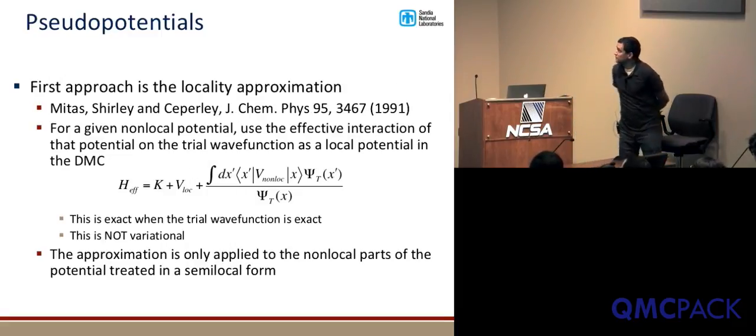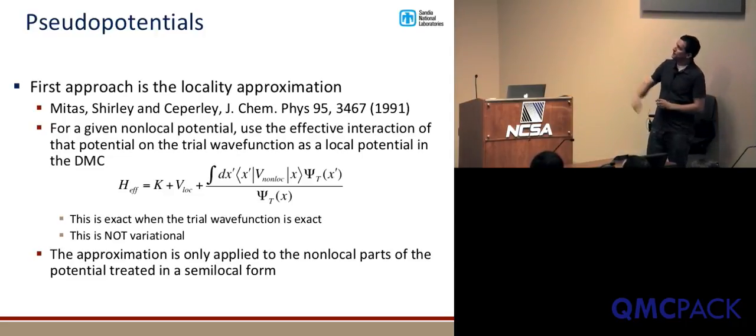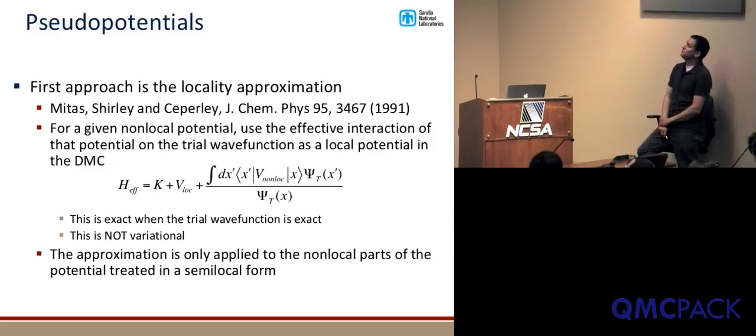Now this was first figured out, I think, around 1991, detailed in this paper. And for a non-local potential, what they do is they use the effective interaction for the non-local channels of that potential on the trial wave function that you're feeding in. So this is called the locality approximation.